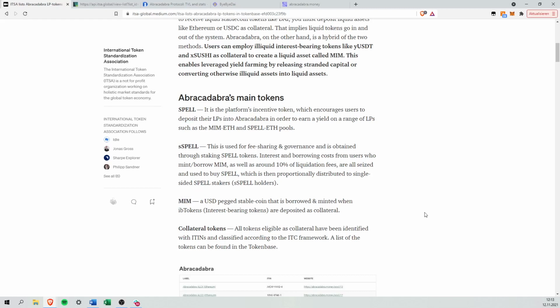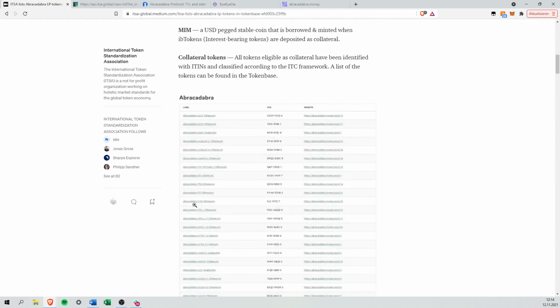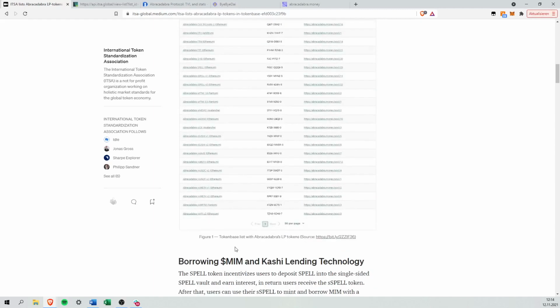MIM is the stablecoin, as I already explained, that can be minted with interest-bearing tokens and then used for whatever you want to use it for. Collateral tokens, also already shortly explained, are different interest-bearing assets, mostly from Yearn, Curve, or Sushi. And what's very interesting about Abracadabra, we'll come to that right now, is the Kashi lending technology.